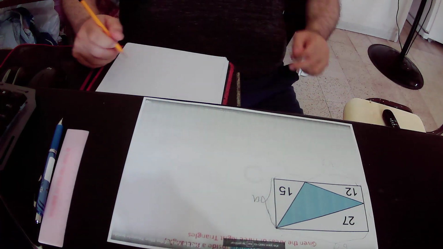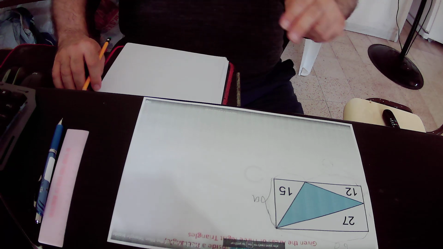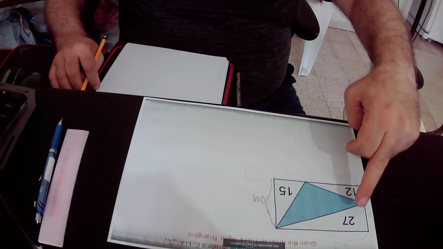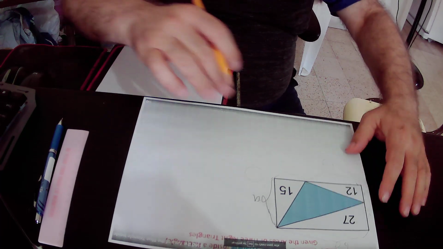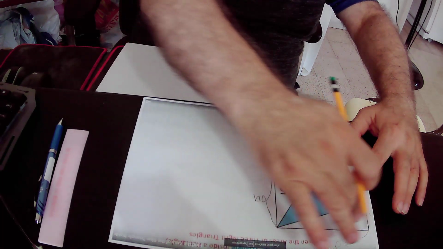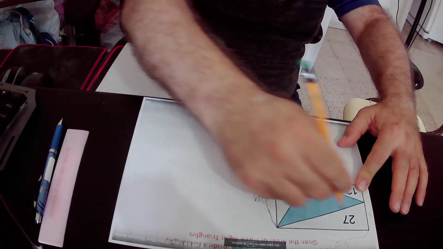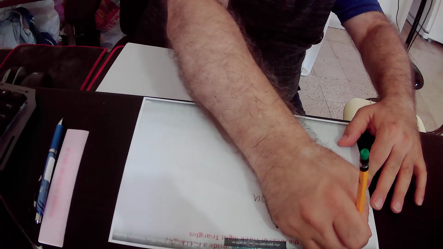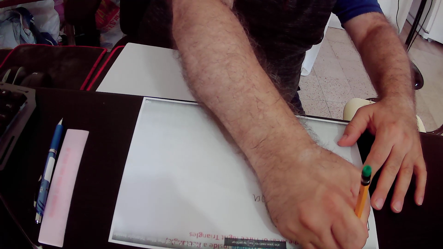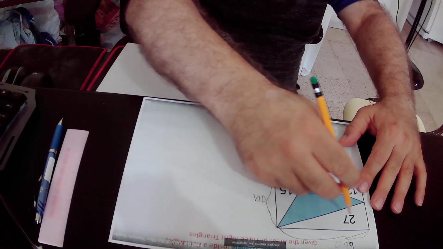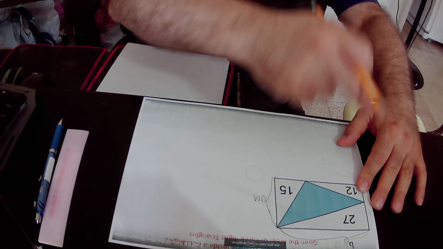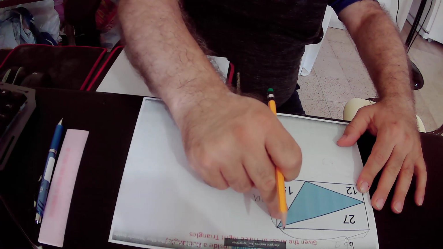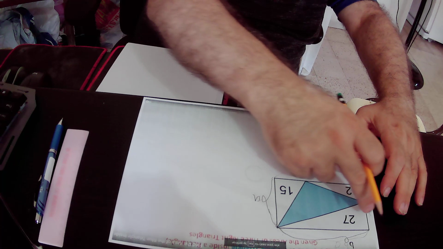And the length of this rectangle will be set as B. So this will be B. Variable B represents the length of this rectangle, and variable A represents the width of this rectangle.